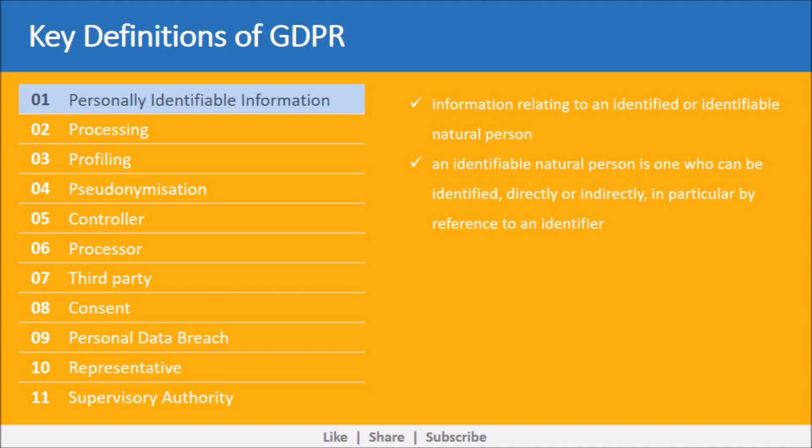A few examples of PII are: full name, email address, home address, IP address, place of birth, web cookies, date of birth, telephone number, passport number, political opinion, etc.